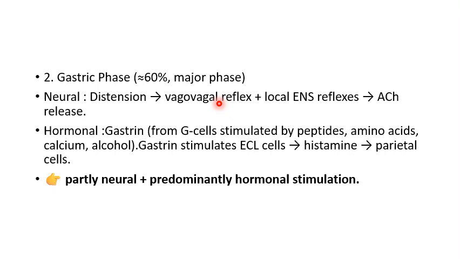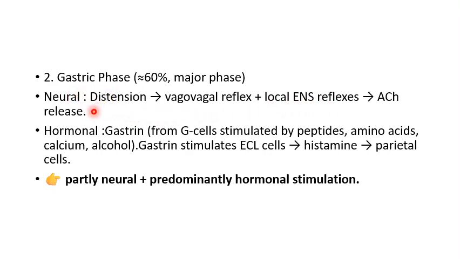So in this vagovagal reflex, the afferent is the vagus nerve, which carries a sensation to the vagal center in the medulla, and through the efferent it releases acetylcholine, and it stimulates the parietal cell to secrete HCl. So afferent is also vagus, efferent is also vagus. The second reflex is the local reflex. It is a myenteric reflex. The distension causes activation of the myenteric neurons, and that releases acetylcholine, and that causes the parietal cell to secrete HCl. So this is a long reflex, and this is a local reflex or a short reflex.